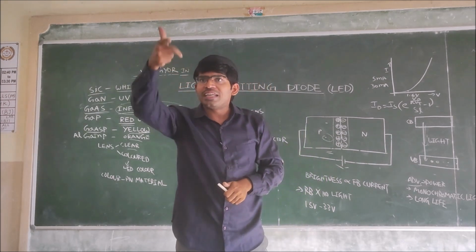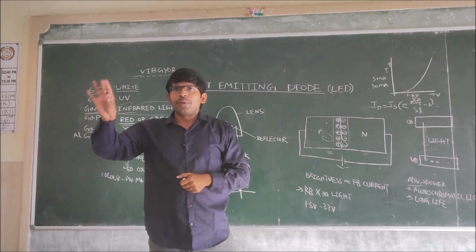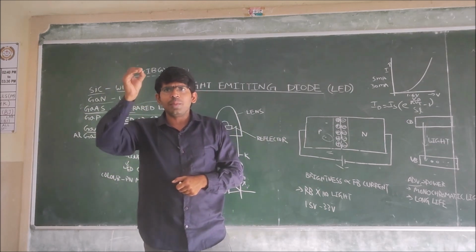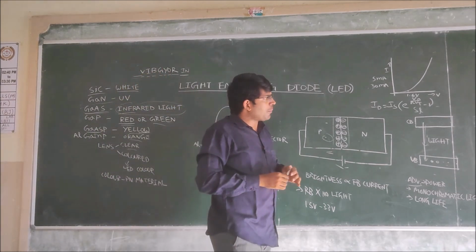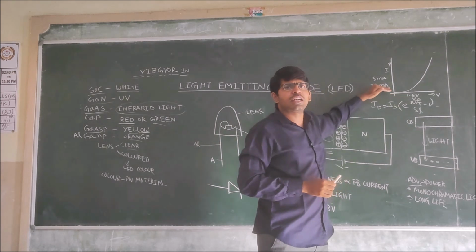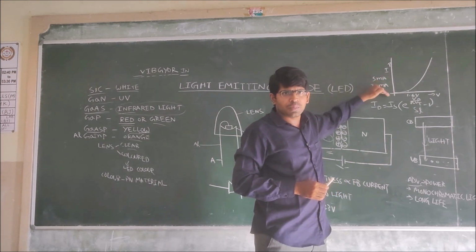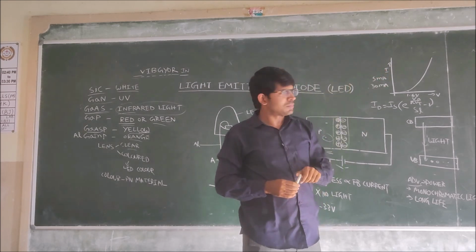So when you are increasing the current, the brightness of the LED is increasing. The brightness of the LED is purely depending upon the forward current. What is the maximum forward current? 30 milliamperes. So the forward current ranges from 5 milliamperes to 30 milliamperes.